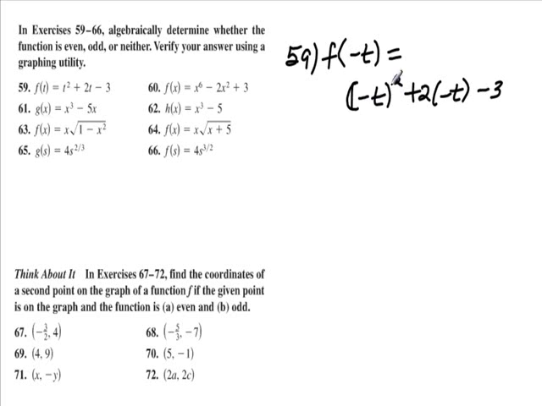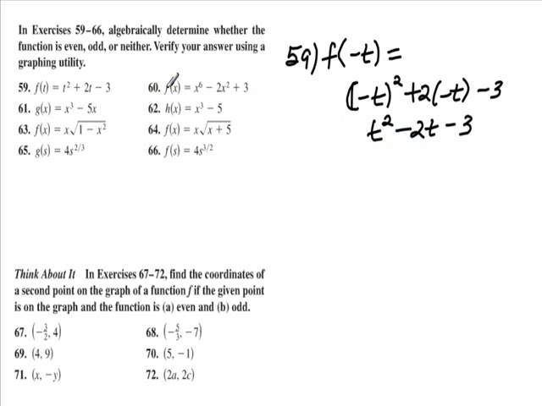Now remember, when we square a negative t, we get just a t squared. 2 times negative t would be minus 2t, minus 3. So now we want to compare that to our original function. The original function was t squared plus 2t minus 3. Notice that is not the original function.